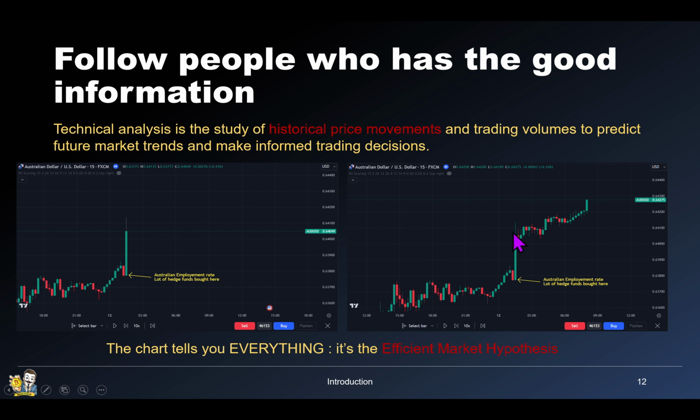So, you have to understand that the chart tells you everything. It's the efficient market hypothesis. All information available is plotted on the chart. You don't have to buy a satellite to be profitable, just look at the chart.